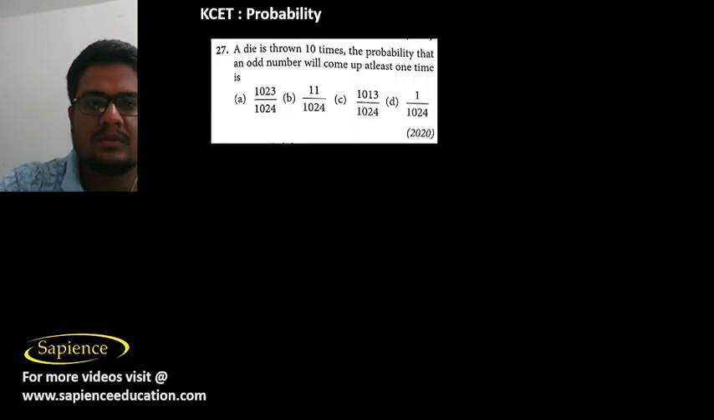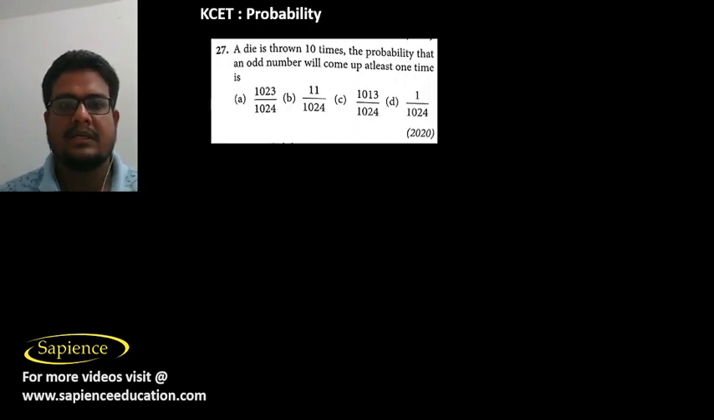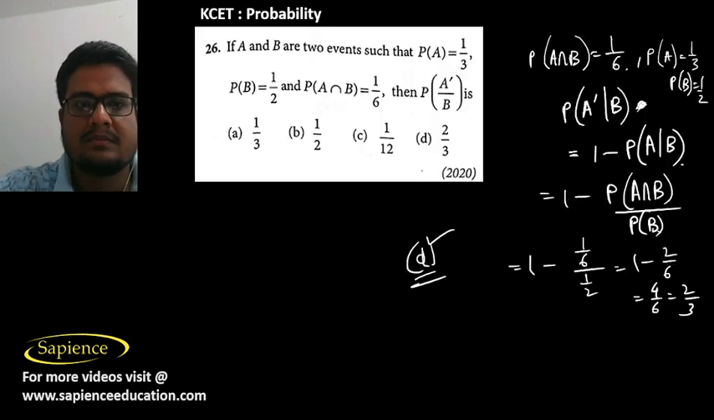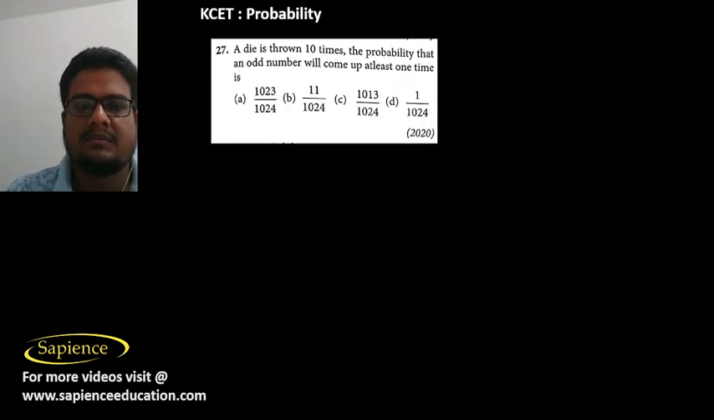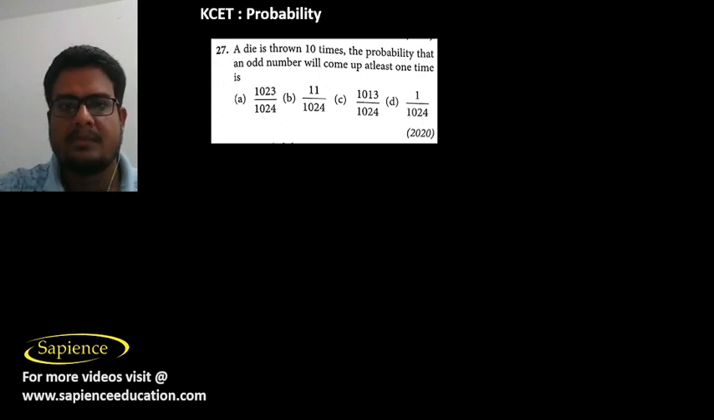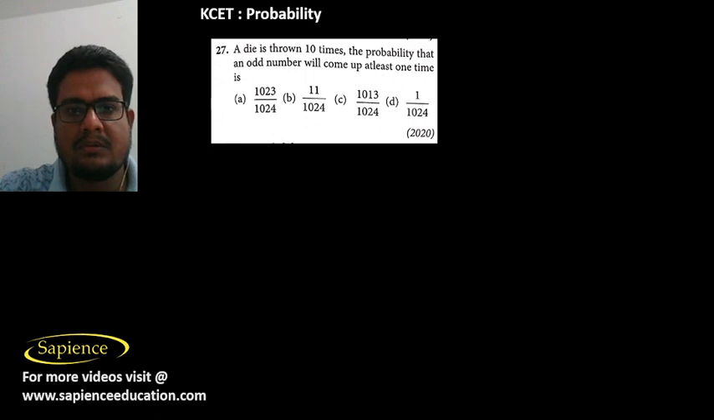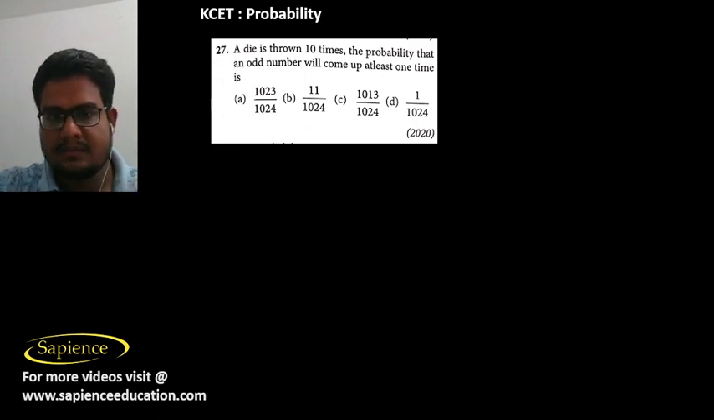Then in question number 27 it is told a die is thrown 10 times. The probability that an odd number will come up at least one time is.